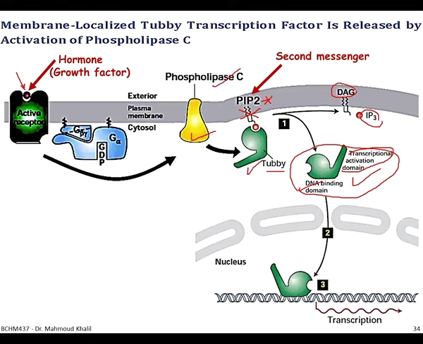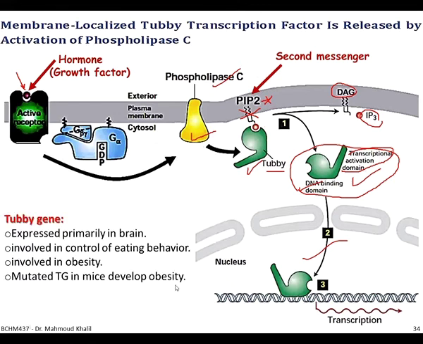Once the TAPI protein is released in the cytoplasm, it will be translocated inside the nucleus, where it binds to the DNA and initiates transcription of specific genes. So what is TAPI protein? Actually, scientists have found that the TAPI gene is expressed primarily in the brain, and the gene of this protein is involved in the control of eating behavior and involved as well in obesity.